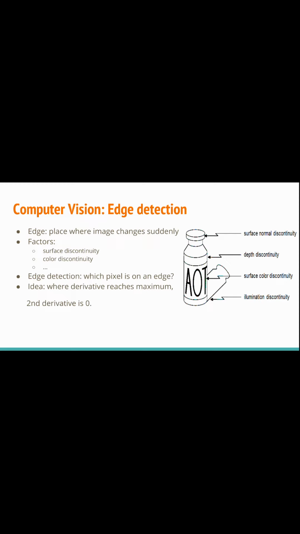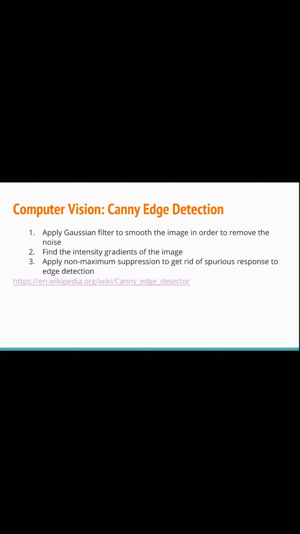Another big part of computer vision is edge detection. Intuitively, we want to use edges to represent places where things change suddenly, like the color was red then immediately becomes black, or the surface is continuous then immediately becomes discontinuous, things like this.